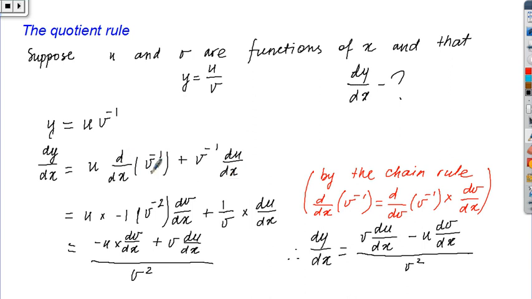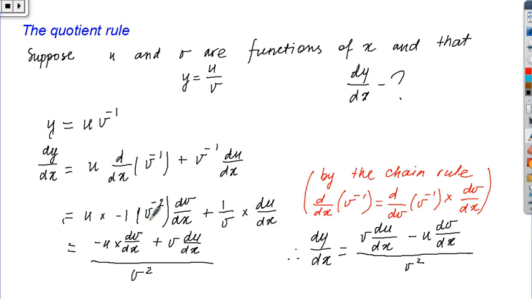When we differentiate v to the power of minus 1 by dx, we should remember that v is a function of x. So we should apply the chain rule: differentiating v to the power of minus 1 by dv times dv by dv by dx. When we differentiate v to the power of minus 1 by dv, we are getting minus 1 times v to the power of minus 2 times dv by dx, plus, instead we can write v to the power of minus 1 as 1 over v times du by dx.